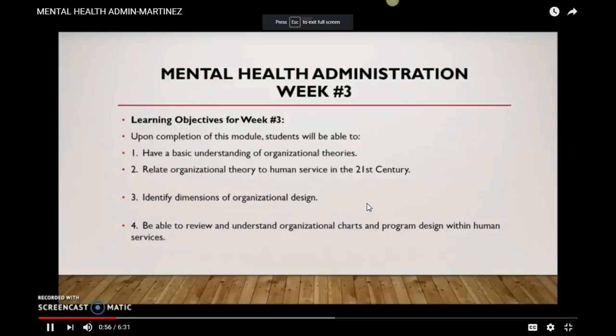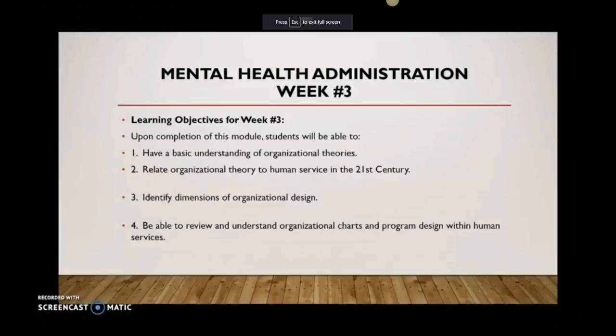This week, we'll be considering the topic of applying organizational design as it relates to human service organizations. Our learning objectives this week include number one, having a basic understanding of organizational theories. We'll take a look at the bureaucratic model, the scientific model, and the human resources model. You'll get to see how these approaches can affect human service organizations.